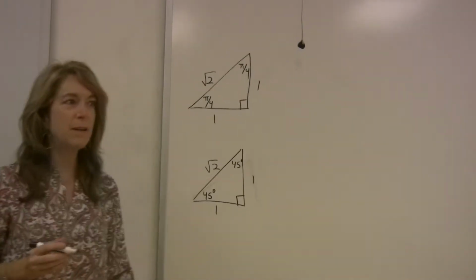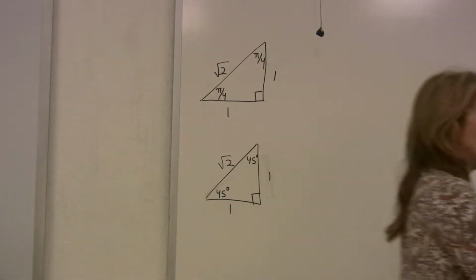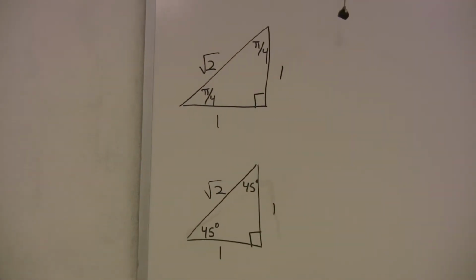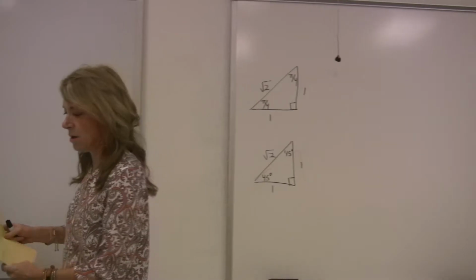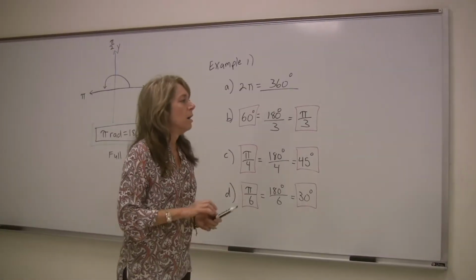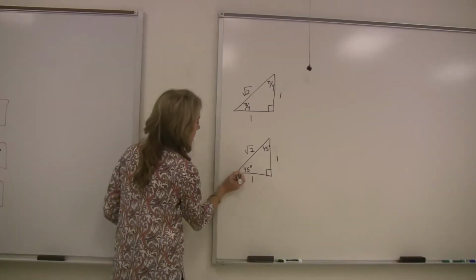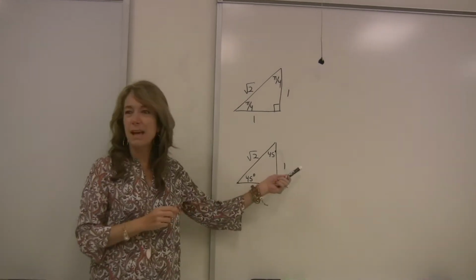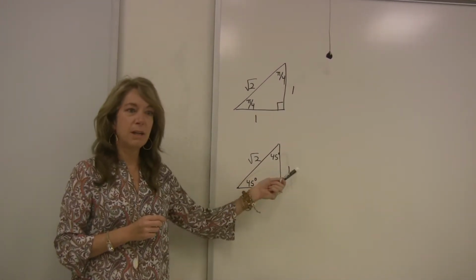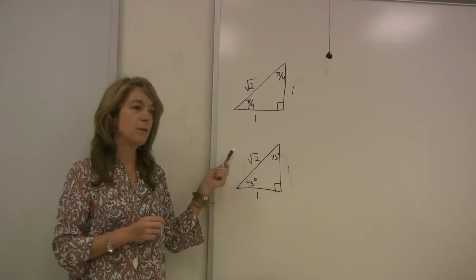A lot of people call this special triangle the 45, 45, 90 triangle. What makes it special is that it comes up quite a bit, but also the two sides have to be the same size because of the angles being the same size. And we usually label it as 1 and 1 and square root of 2.